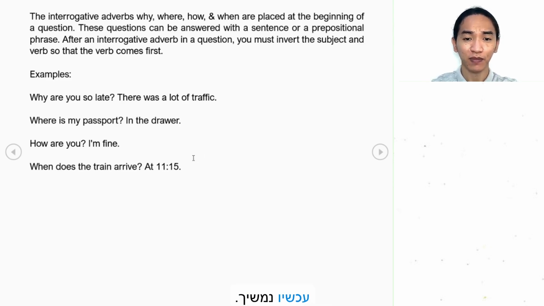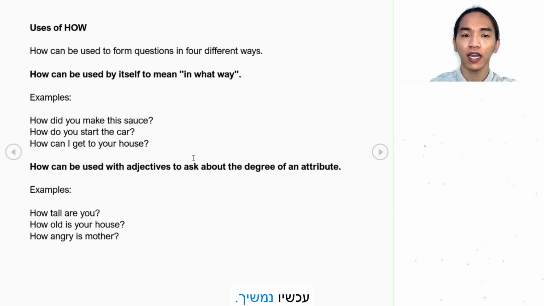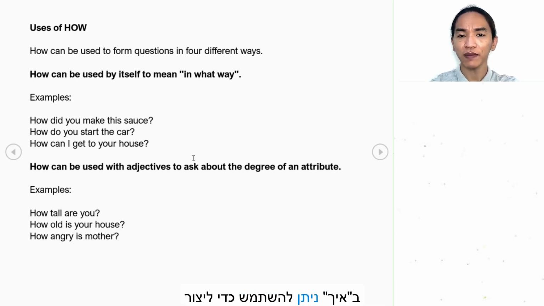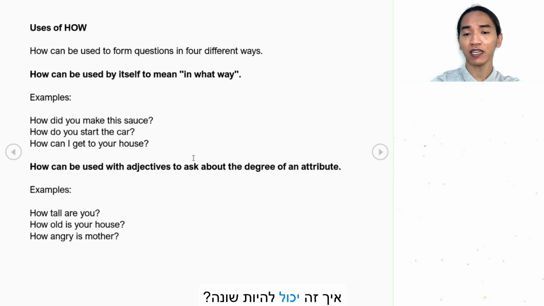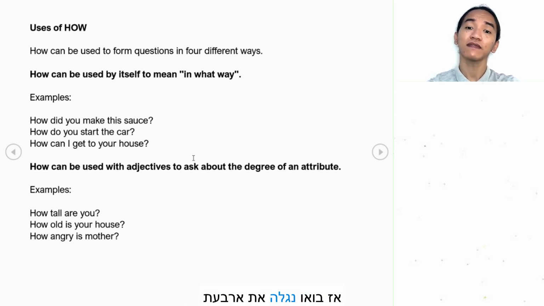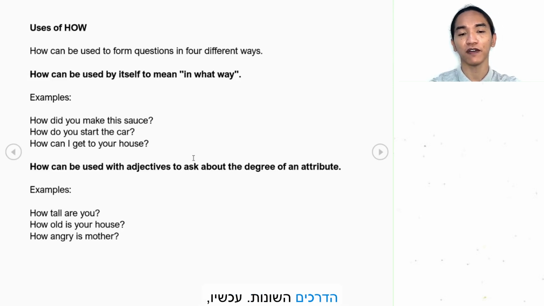Now, next one. Let's go ahead and talk about the uses of how. So how can be used to form questions in four different ways. As we know, how can be different. How can have different intentions when you're asking it in a question. So let's find out those four different ways.